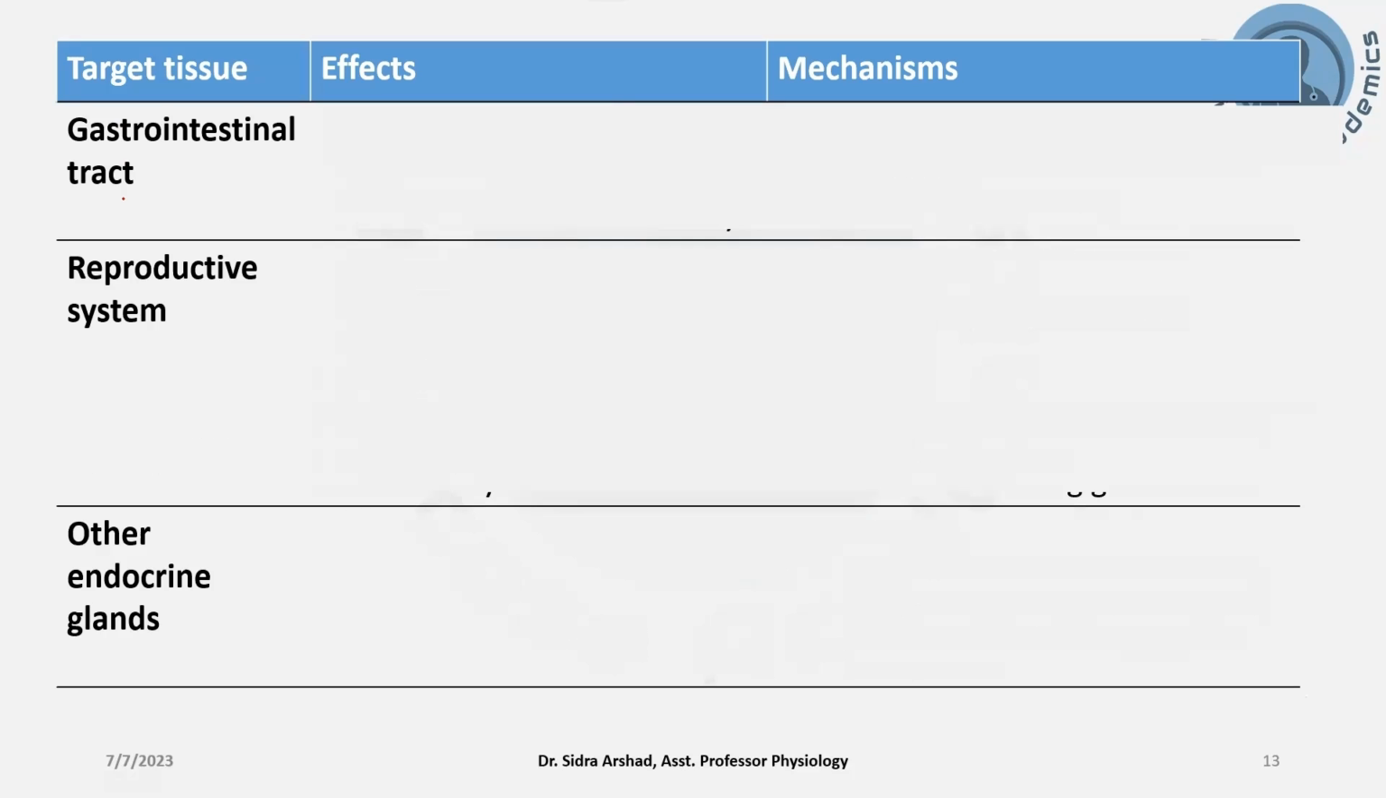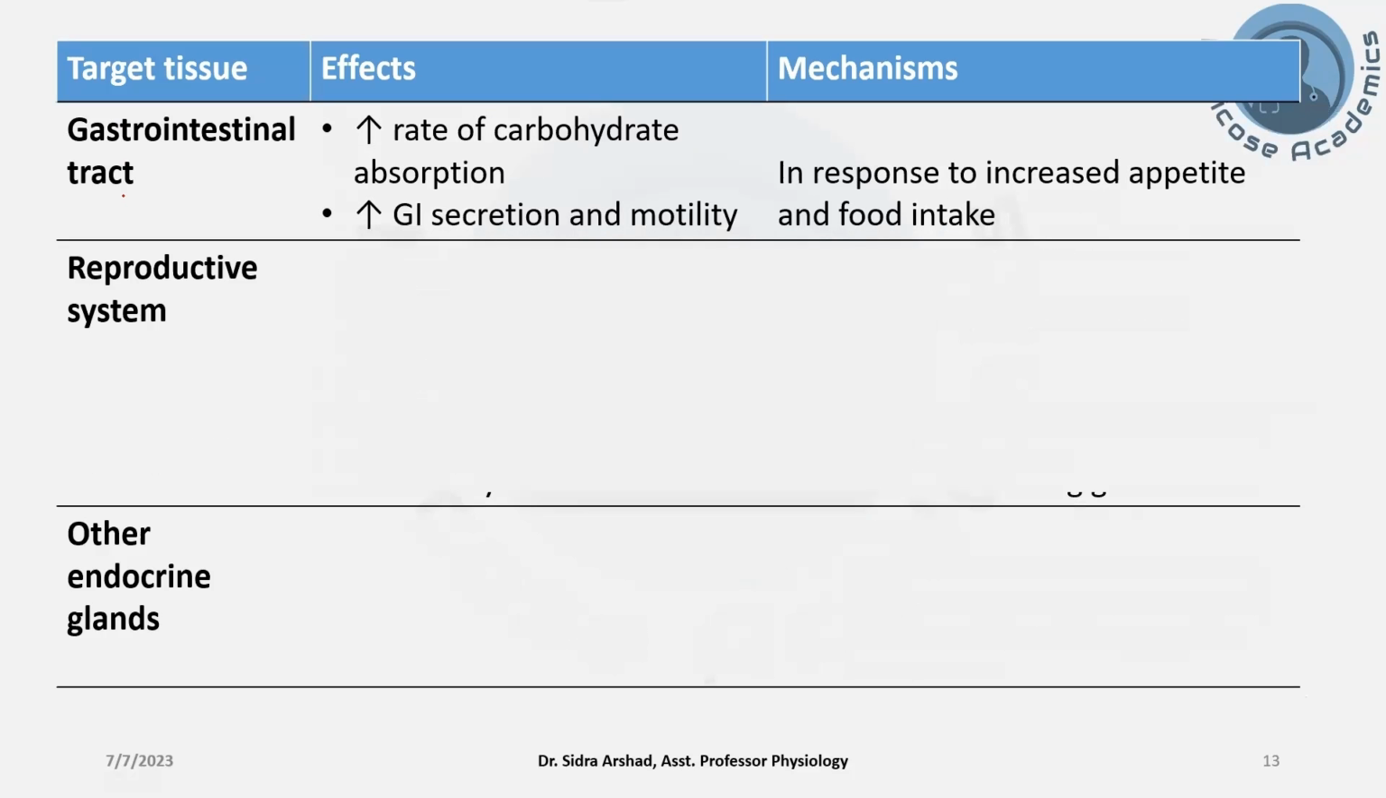In the gastrointestinal tract, they have these effects. They increase the rate of carbohydrate absorption. As we had already seen, they increase almost all the facets of carbohydrate metabolism. The number one step is to increase the actual uptake or rate of carbohydrate absorption from the gut. They increase GI secretion and motility. All of these effects occur in response to increased appetite and food intake, which is brought about by the increased cellular metabolism.